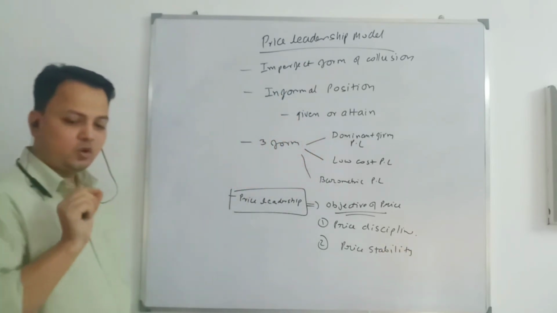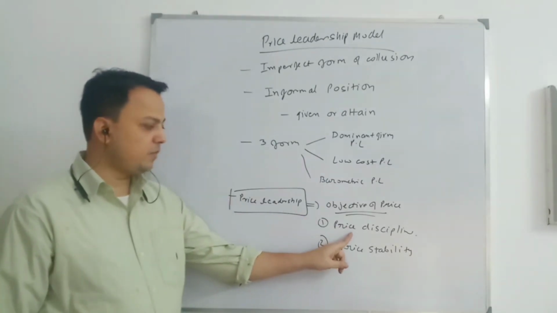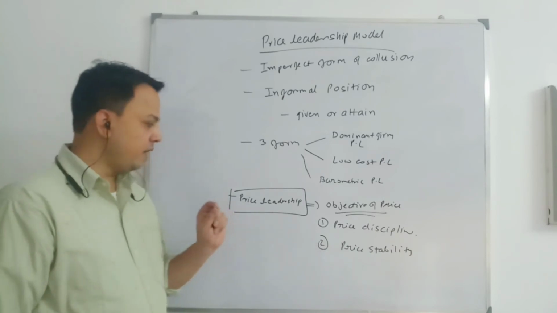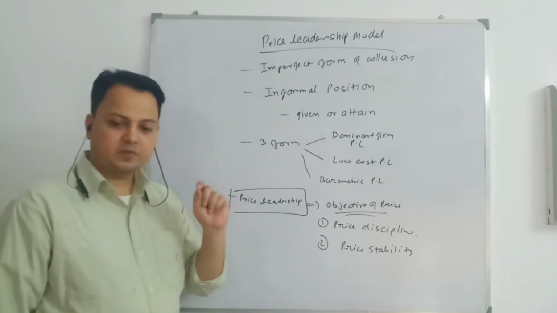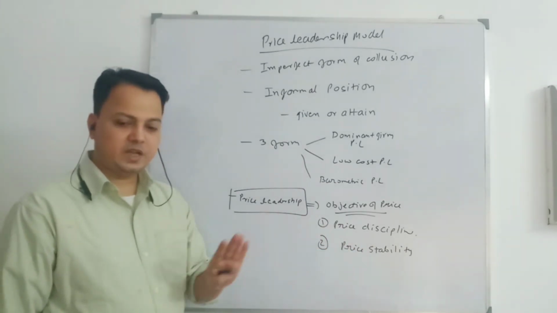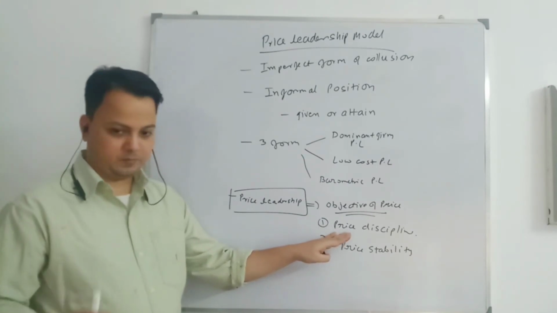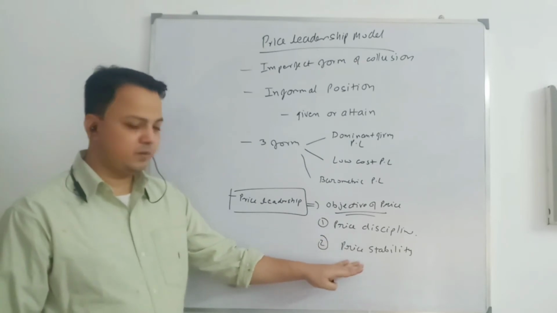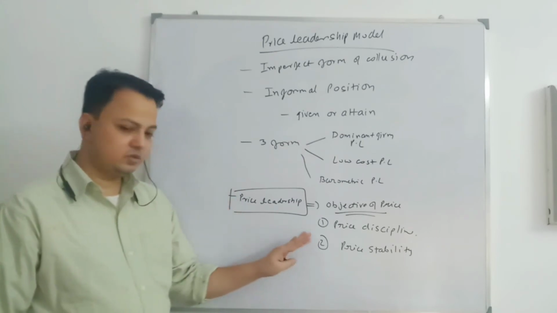If a dominant firm, basically say leader firm, is able to maintain price discipline and price stability, then we say that we have established effective price leadership. Then we have an effective price leader in the market. Clear? These two conditions must be satisfied. If a firm attains a leader position and is not able to have price discipline and price stability, we are not going to get an effective price leader.